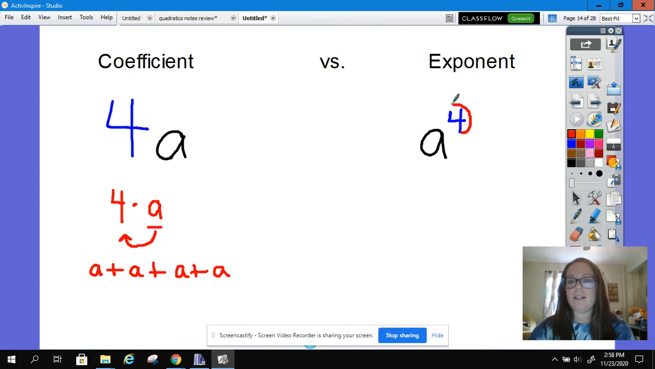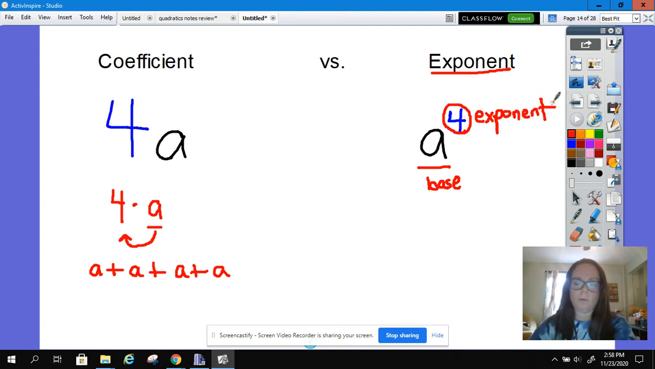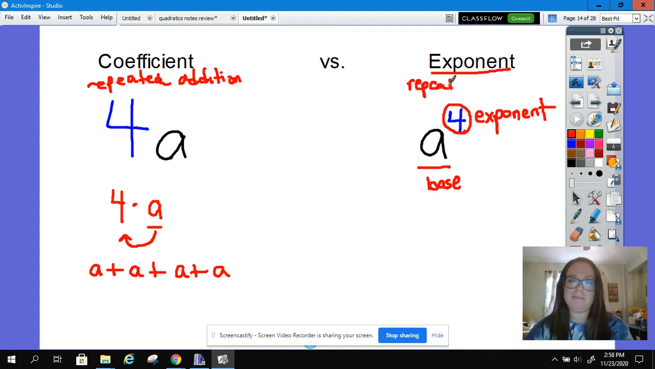This number right here is called an exponent. An exponent is a little baby number in the top right corner of a variable, or it could even be a number that's down here. This number here, or variable, is called a base. So the base is this number here, and this is our exponent. And what an exponent shows is not what a coefficient shows. A coefficient shows repeated addition. But an exponent shows repeated multiplication.